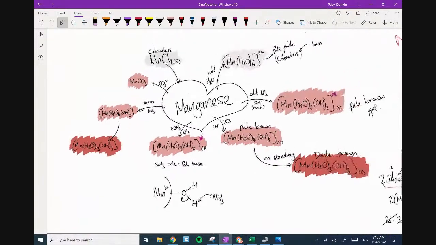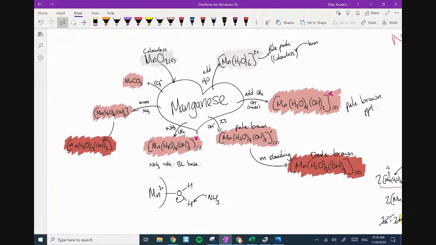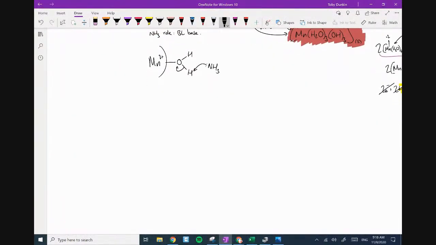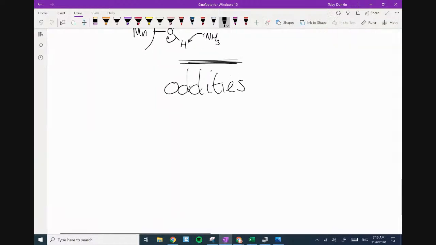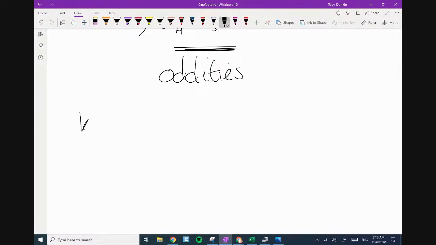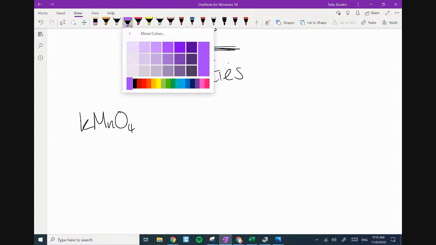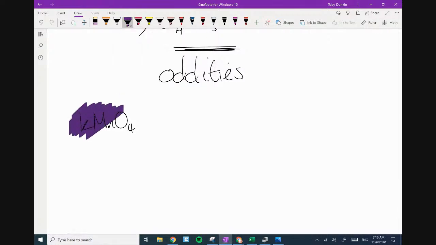Right, so now that we've gone through its table chemistry, what we can now do is add on the oddities for manganese. Oddities for manganese: potassium permanganate. We need to know this one. Potassium permanganate is dark, dark, dark purple. The color is that, dark purple.